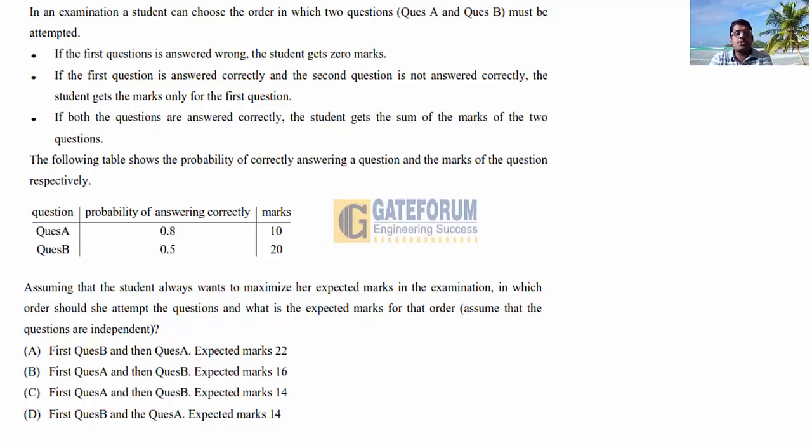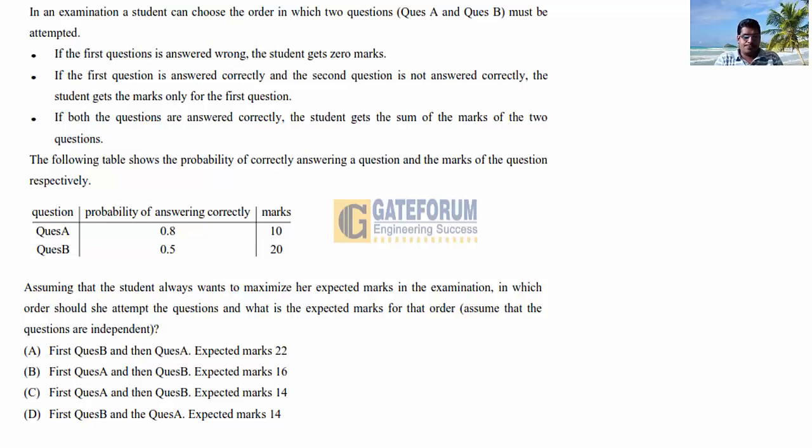The following table shows the probability of correctly answering the question and the marks of the question respectively. Question, probability of answering correctly, marks, table given. Question A, probability 0.8, marks 10. Question B, probability 0.5, marks 20. Assuming that the student always wants to maximize their expected marks in the examination, in which order should she attempt the questions and what is the expected marks for the order? Assume that the questions are independent.